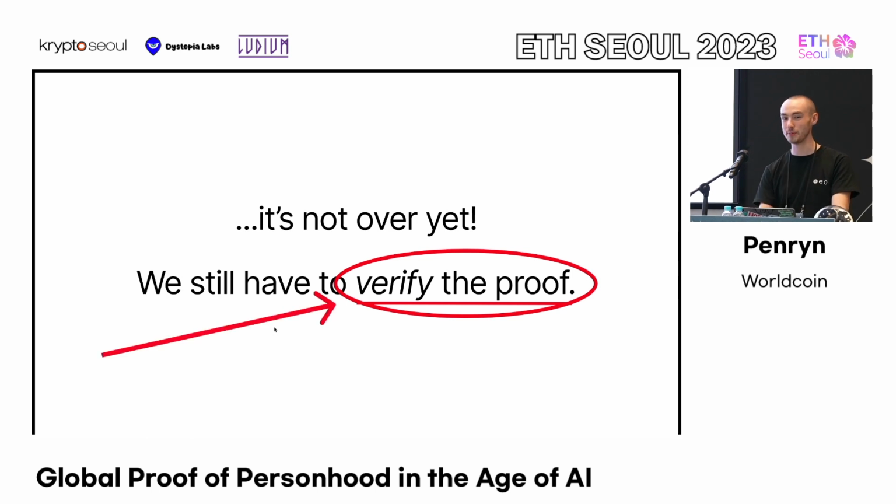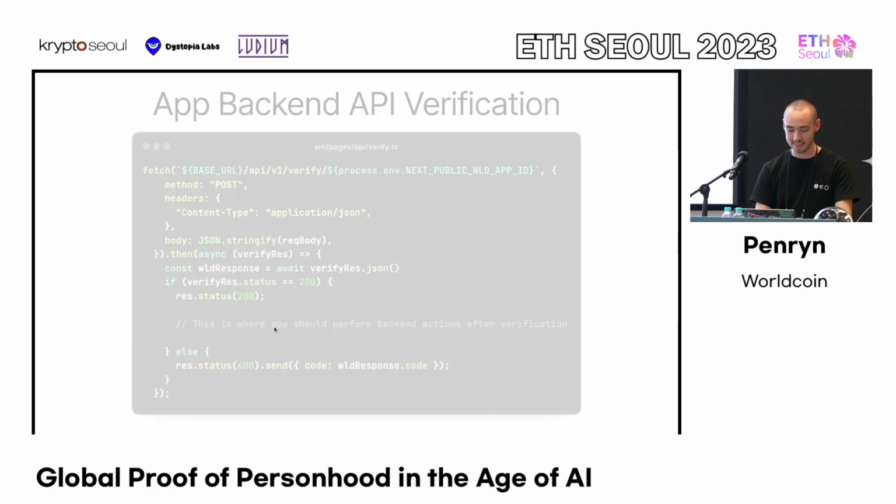I want to make that super clear, because if you don't verify that proof anywhere, you're not eligible for the bounties and you haven't integrated ID Kit correctly. I just want to make it abundantly clear that you have to verify that proof. And how do you do that?